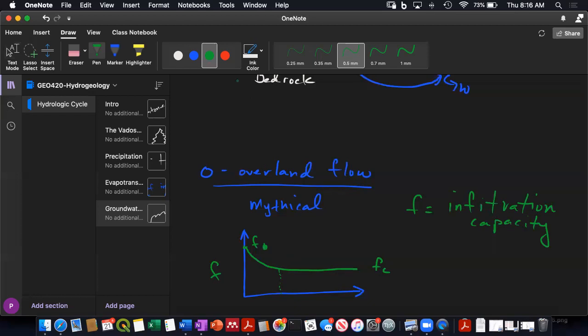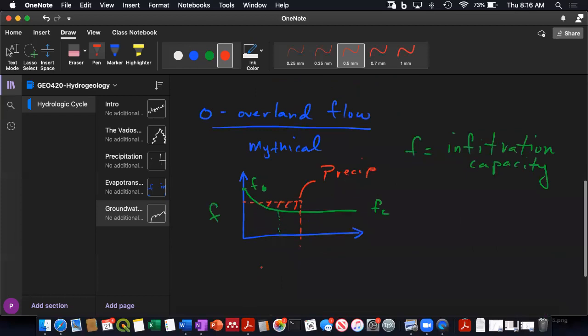So the idea with Horton overland flow is that if your precipitation, even if it starts off sort of below the peak infiltration capacity, continues in duration, so this is precip. When the precipitation exceeds my infiltration capacity, that means I'm adding water faster than it can infiltrate. It's going to flow over the land. So when precip is greater than F, we get overland flow.